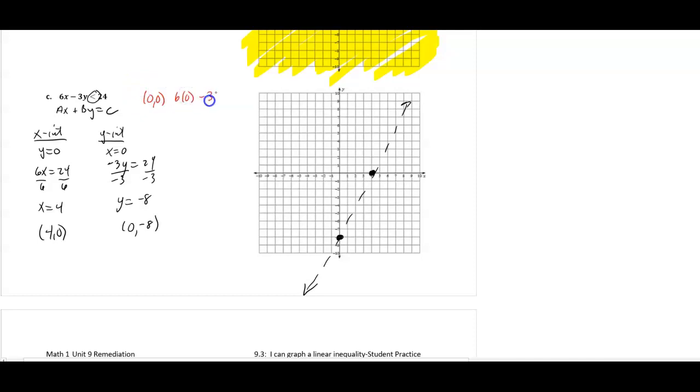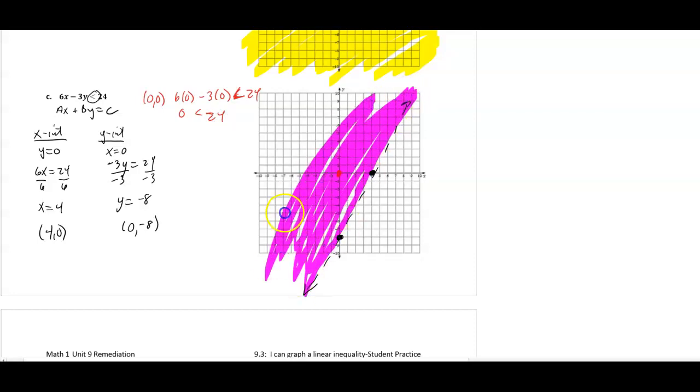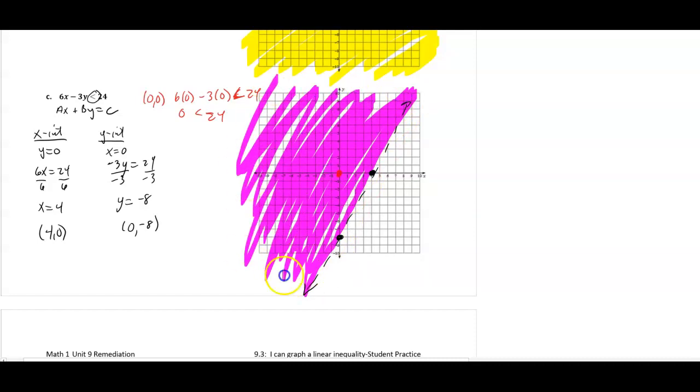6 times 0 minus 3 times 0. Is that going to be less than 24? Is 0 less than 24? That is true. Since that statement is true, (0, 0) is in the solution, so I shade this side of the boundary line.